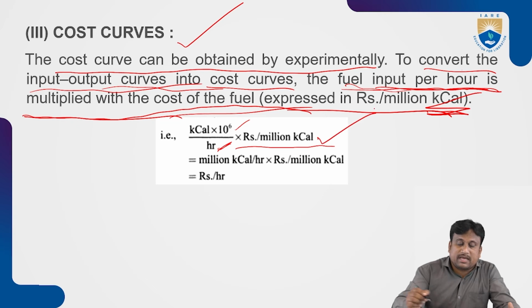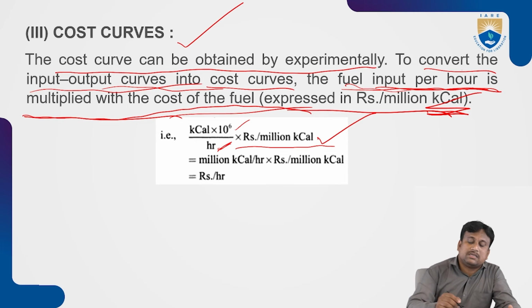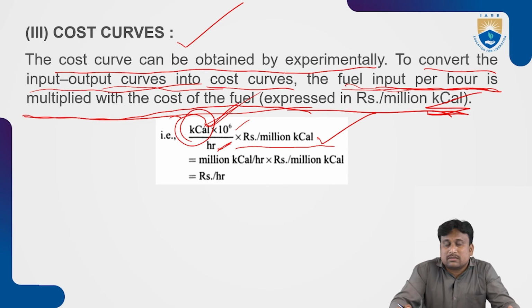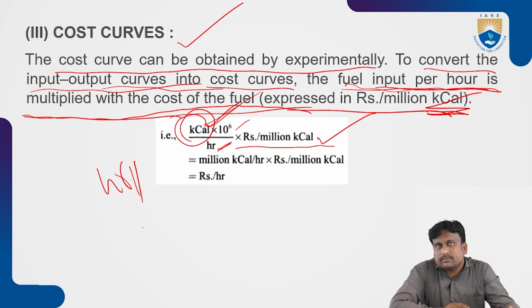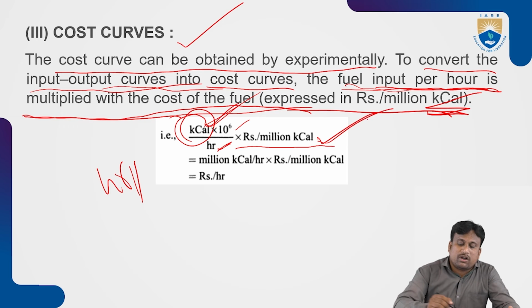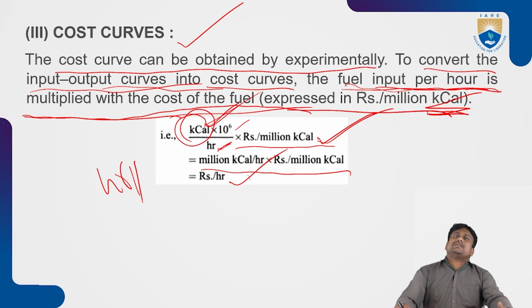This expression better defines the cost curves. As the fuel consumption is considered in kilocalories, we are getting the energy from that fuel in kilocalories, which is calculated on an hourly basis. So when you work out this expression, million kilocalories per hour into rupees per million kilocalories gives the consumption in rupees per hour. This is the resultant of cost curves. Likewise, we will calculate the energy consumption.